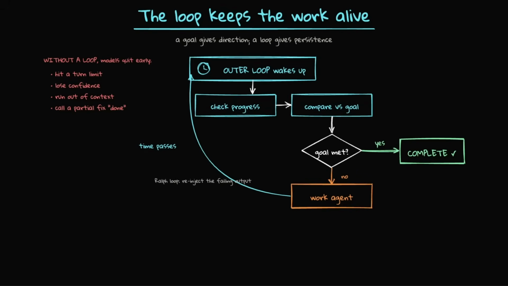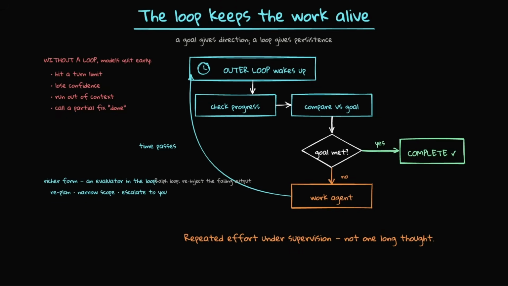The simplest version of this is the Ralph loop. A more advanced version of this is an evaluator inside the loop that can replan and escalate back to you. So the key idea here is that we're not looking for a long-running agent that is simply thinking for hours. We're looking for one that is taking short attempts, supervised by this loop, and then refining its approach if needed. If you look at something like /goal in Codex or Claude Code, they are basically implementing this loop pattern.